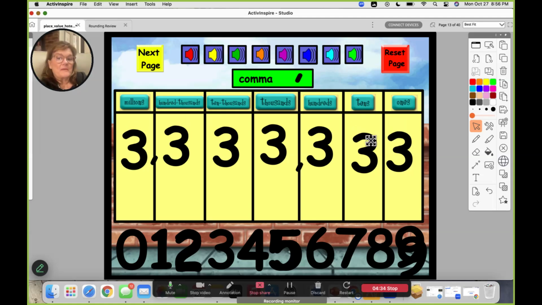So if you're moving one place, you multiply by 10. If you're moving 2 places, you multiply by 100. If you're moving 3 places, you multiply by 1,000, and so on. That's if you're moving to the left as the numbers get larger. If you're moving to the right, then you're dividing by 10 each time.